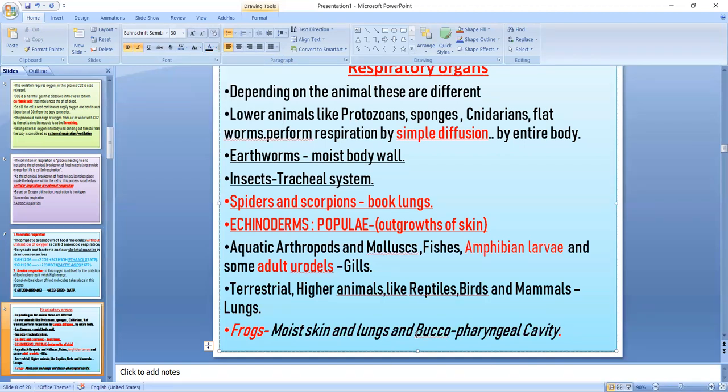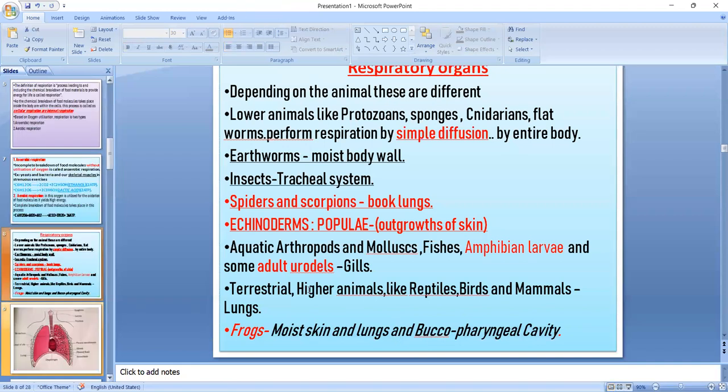That is second. And there is another part, inside the mouth, that is called the buccopharyngeal cavity, because in these animals the buccal cavity and pharynx are not separated due to lack of neck. So that's why their buccal cavity and pharynx is commonly known as the buccopharyngeal cavity. These three structures are the areas that perform breathing or external respiration. All these are external respiratory organs only.